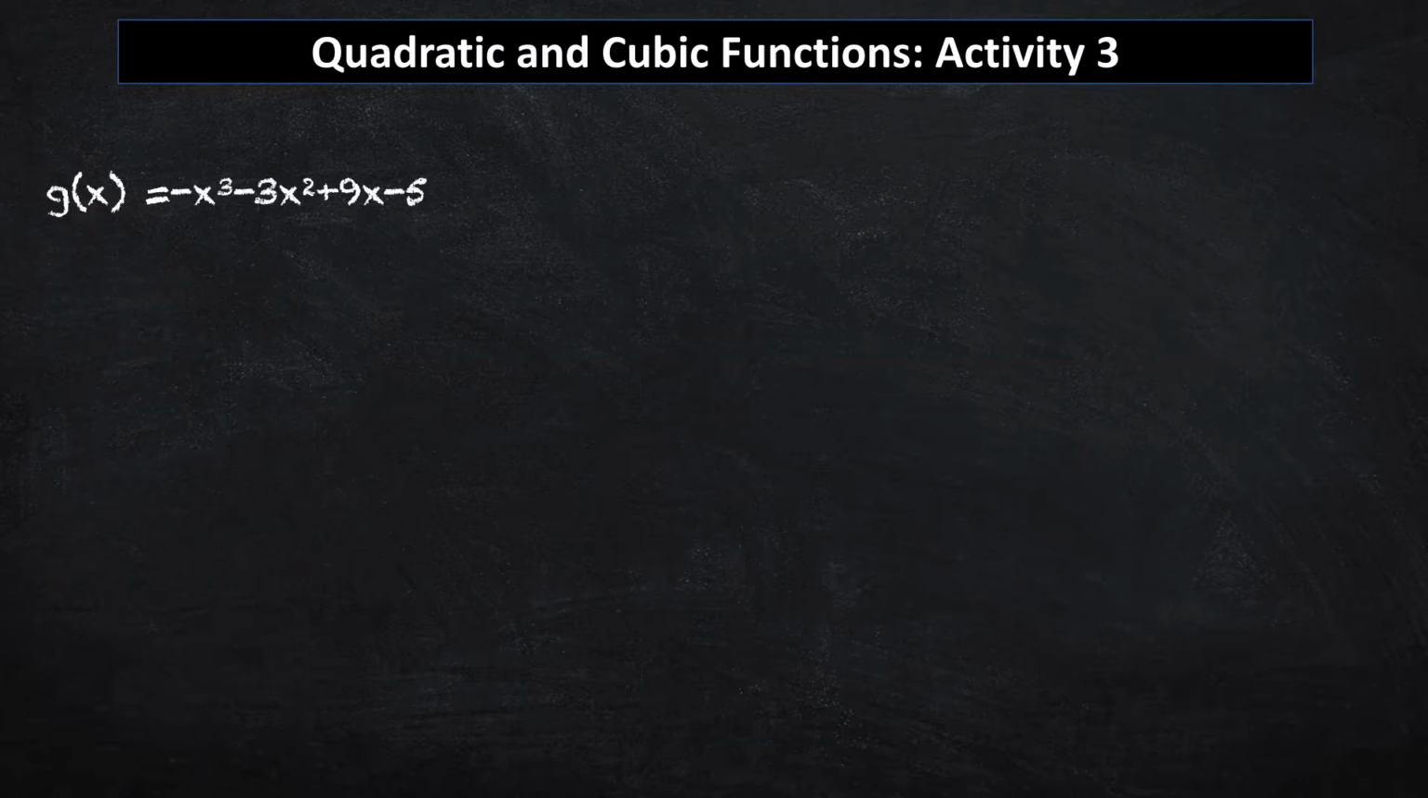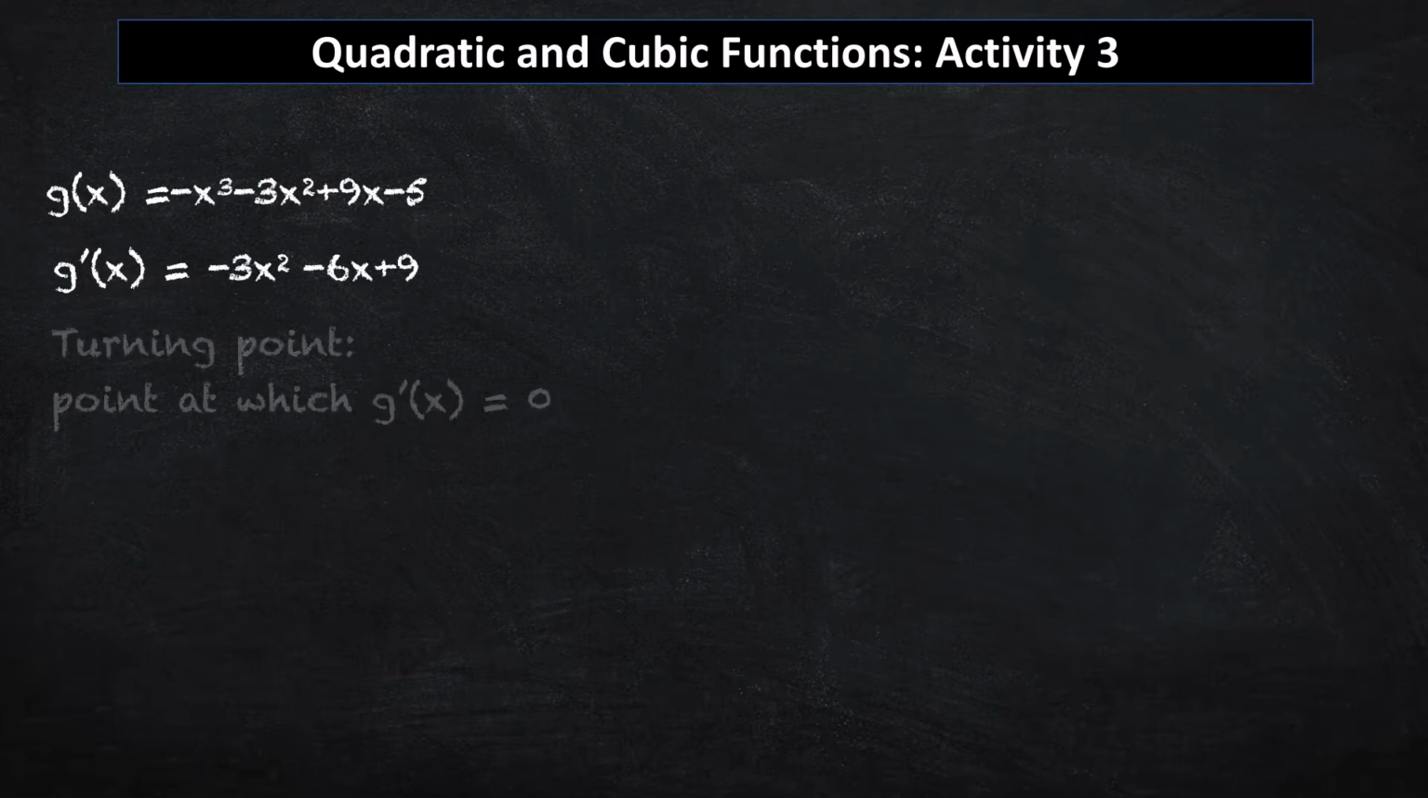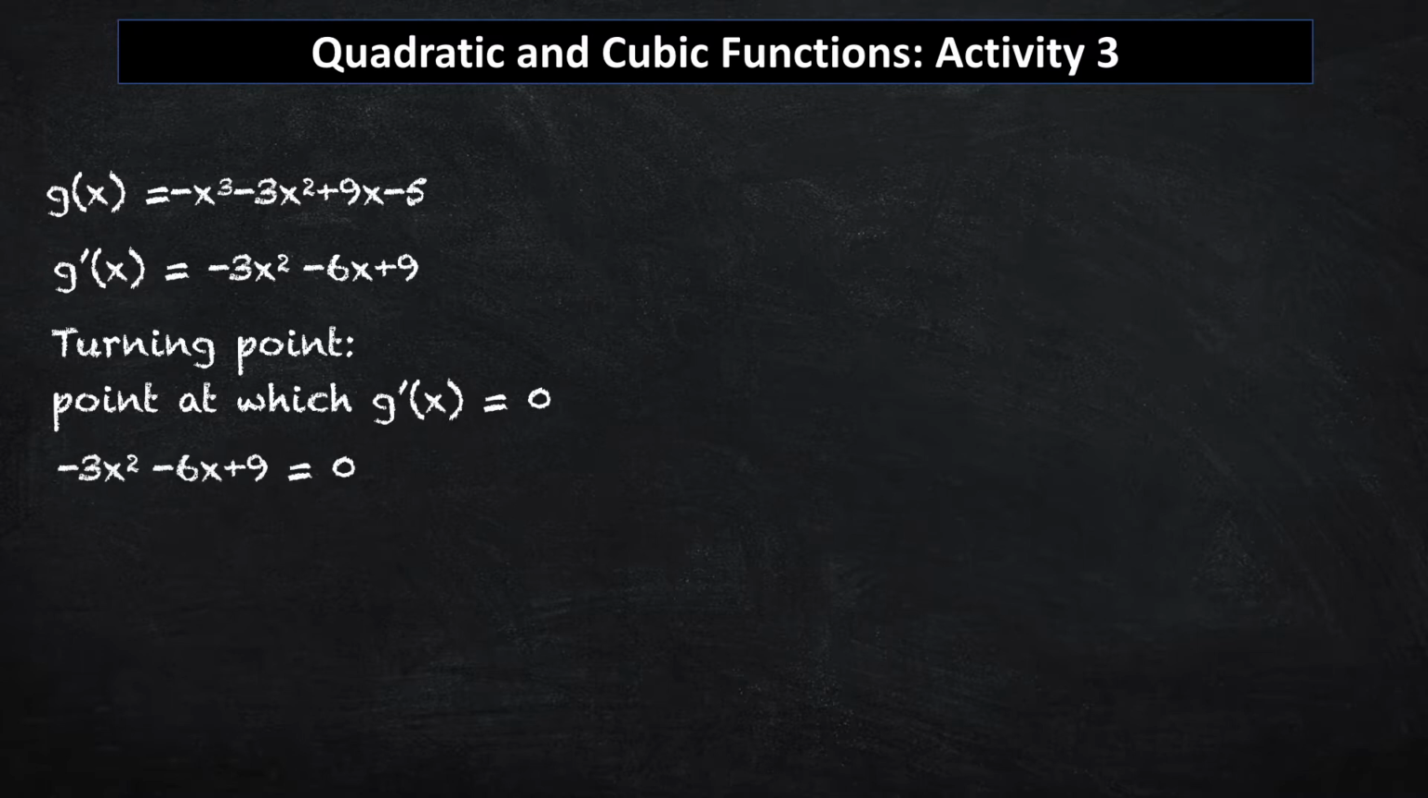Okay, now we have to repeat the same thing with the second function, which is the function g of x equal to minus x to the power of 3 minus 3x to the power of 2 plus 9x minus 5. We can compute the first derivative of this function because we want to find the turning points. So the first derivative of this function is minus 3x to the power of 2 minus 6x plus 9. We recall that the turning points are the points at which the first derivative is equal to 0. So we take the first derivative and we set it equal to 0.